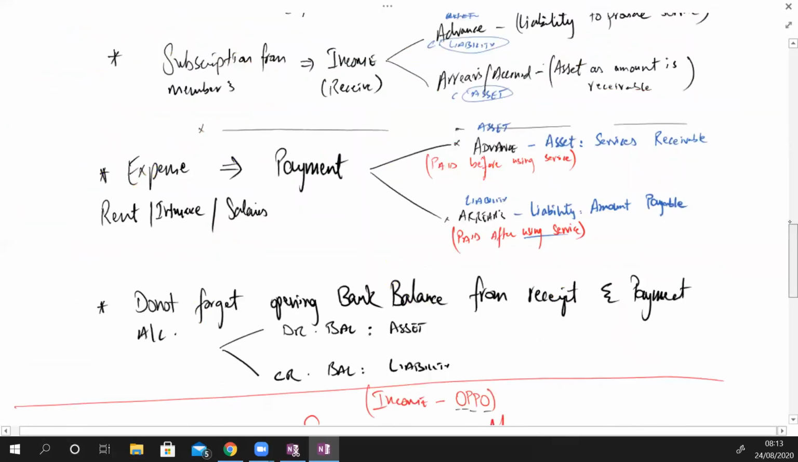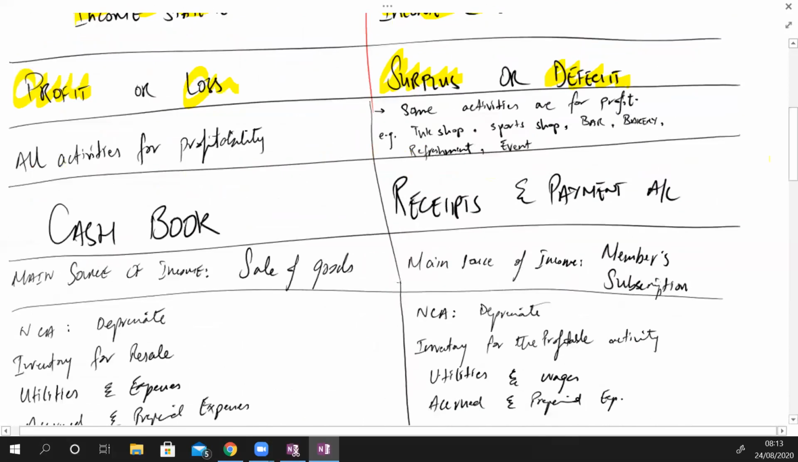In business, all activities are for profit. In club, there are some activities for profit. For example, tuck shop, sport shop, bar, bakery, refreshment, and any sort of event. In business, we prepare a cash book. In club, we prepare a receipt and payment account.